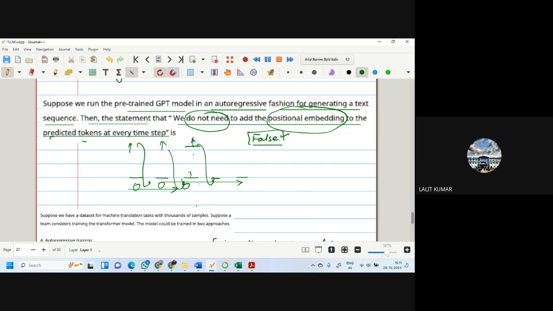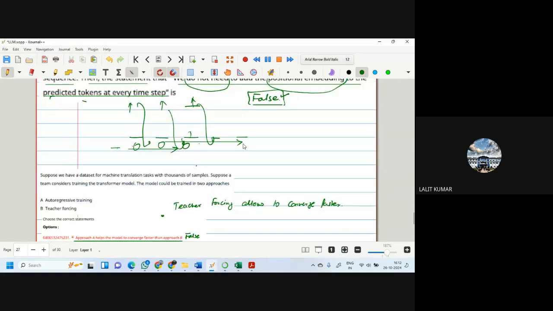Conceptually it is false. However, in the modern architectures, they pass positional encoding in the starting only. How do they do it? I'm not sure. But as per the present understanding of the course till now, it is false.